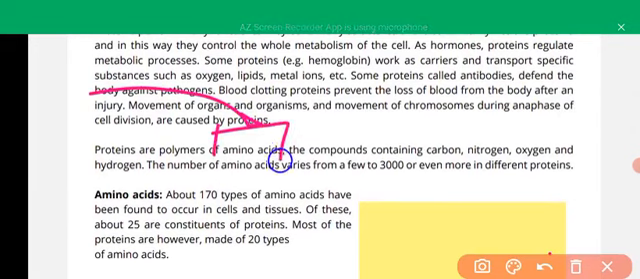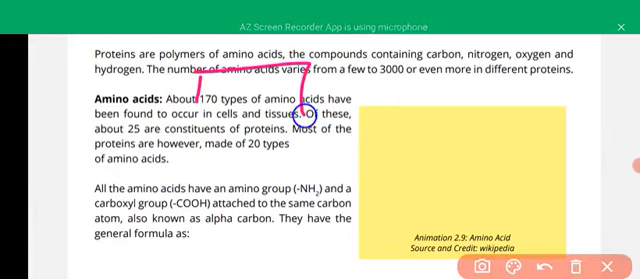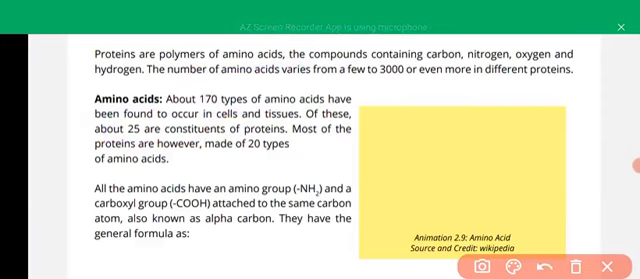They are composed of amino acids. When many amino acids, like 3000 or more, are combined together, they are called proteins. Amino acids are composed of carbon, nitrogen, oxygen, and hydrogen. We will study their structures. About 170 amino acids have been found in tissues and cells, but proteins are composed of 25 amino acids, and most are composed of only 20 amino acids. These three numbers are the most important MCQs with reference to MDCAT.